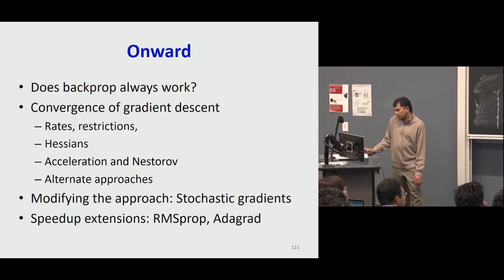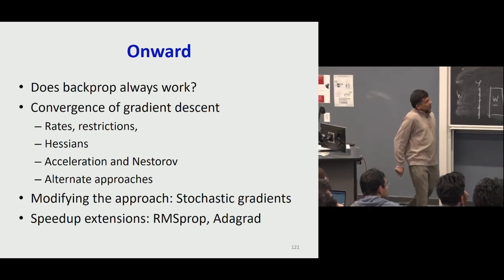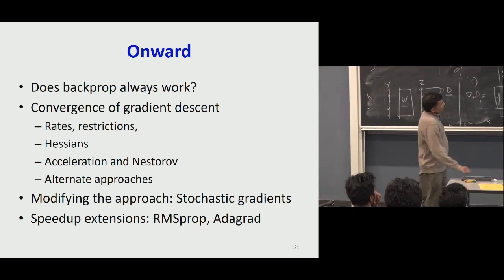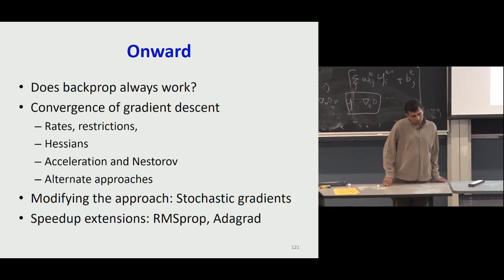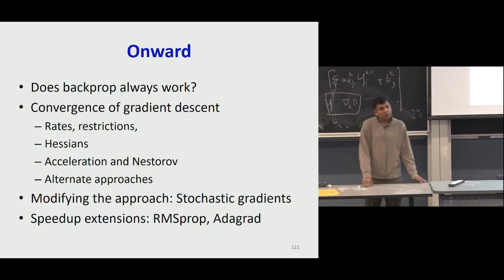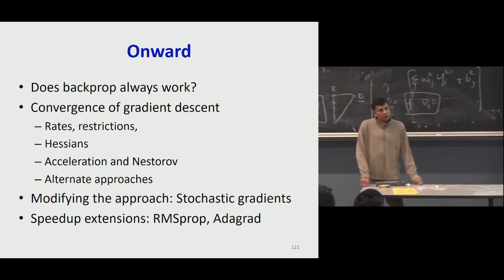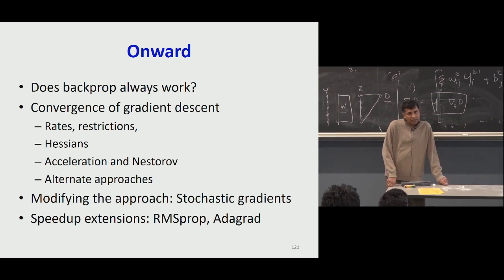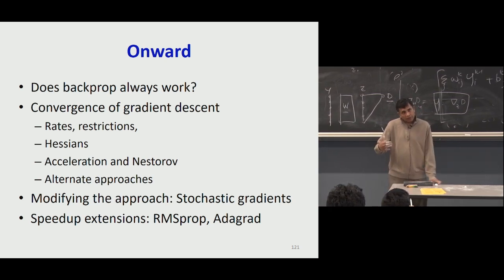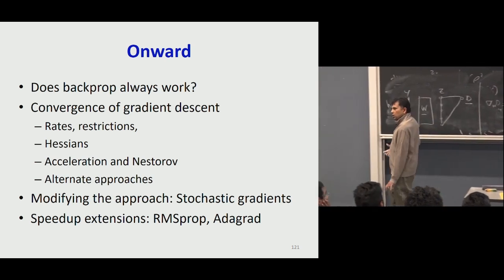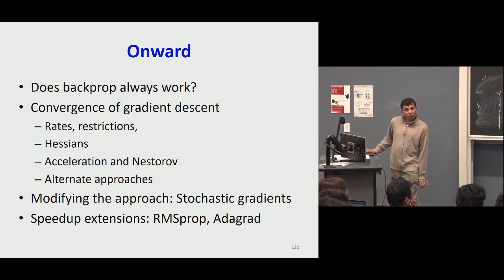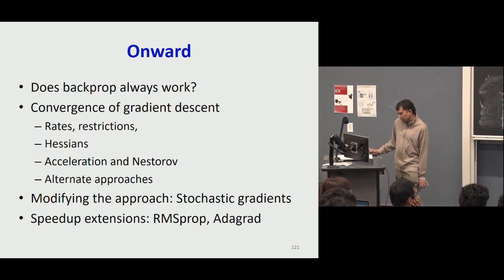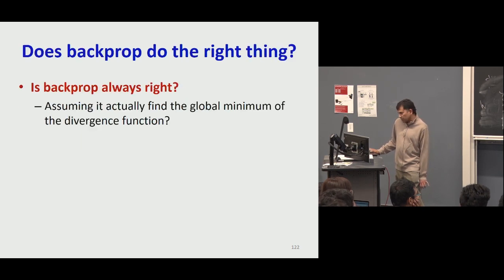Here is a key question. Does it always work? So you have convergence of gradient descent. First question is, does it always work? Secondly, how quickly does it get to the answer? What are the restrictions? How fast can you converge? Remember, you're looking at gradient descent with steps and such like. So we'll look at different variants of gradient descent that will make it get to the solution quicker, and how we can modify this approach to make it incremental, and some speed up extensions. But the first question, does backprop always work?